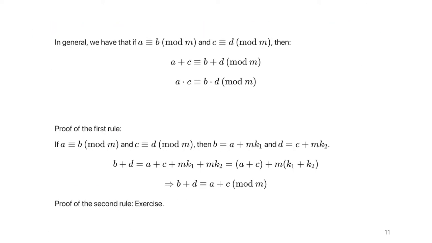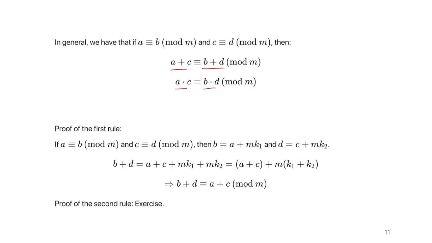Great. It turns out that in general, if A and B are equivalent and C and D are equivalent, modulo M, then you can add A plus C and get B plus D, and you can multiply A and C and get B times D. So this really tells you it doesn't matter the order in which you do these simplifications. If two numbers are equivalent, their sums will be equivalent. And if you have two equivalences, we can add them and multiply them. If that's clear.